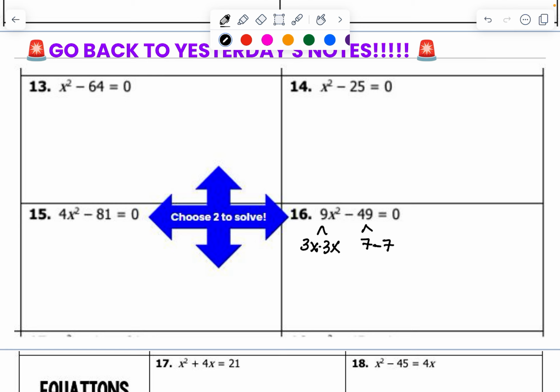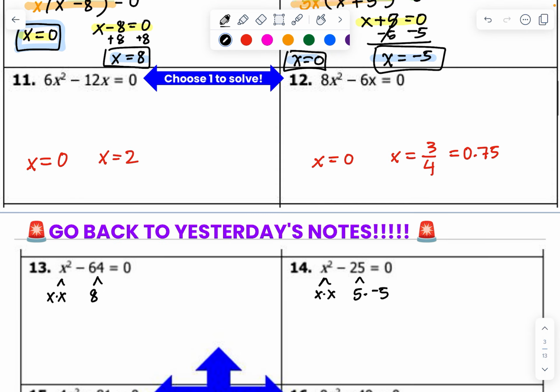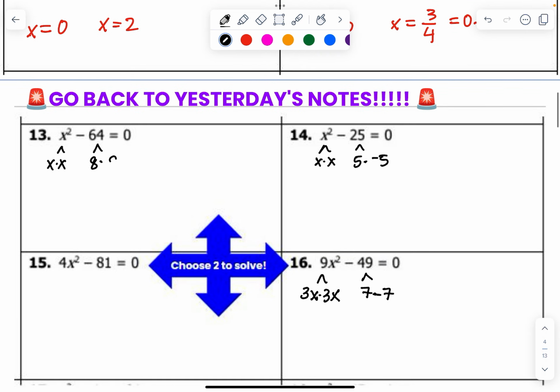If I look at all the others, they have this same pattern. X squared, that's x times x. 25, that's 5 times negative 5. Well, negative 25. X squared minus 64, that's x times x. 64 is a perfect square as well, 8 times 8, and then one of them's negative. 4x squared is kind of the same, where it's 2x times 2x. 81 is 9 times 9, and one of them has to be negative.